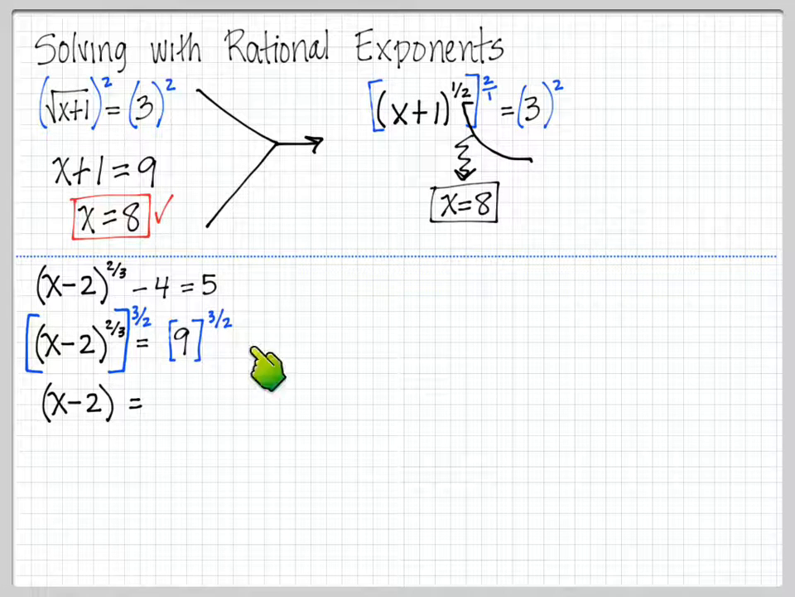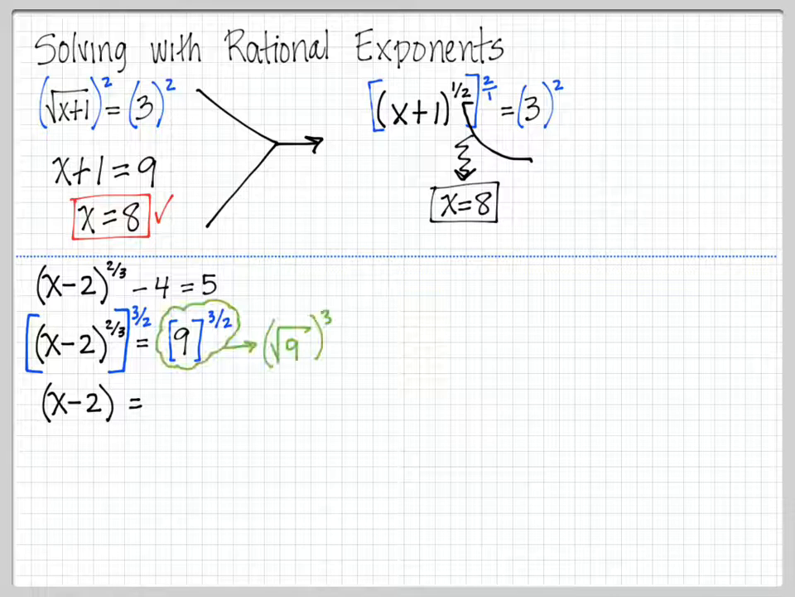But the big question now becomes, how do I take the 3/2 power of 9? Well, remember that this denominator refers to the type of root, so that would be the index of 2. So I'm really thinking of that as the square root of 9 raised to the 3rd power. Well, the square root of 9 is 3, so this is just 3 to the 3rd, which is 27.